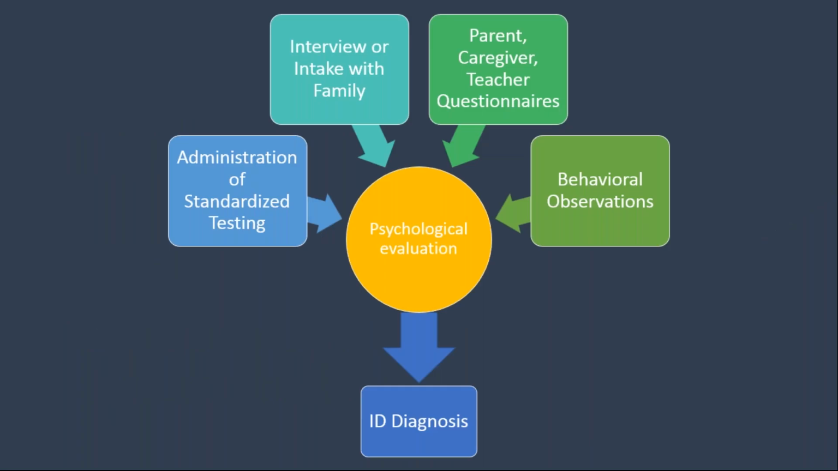So once we've completed all of the pieces of the psychological evaluation, what we tend to do is look across all of the information that we've gathered: the information from the standardized testing, the interview with the family, with the individual, what we've observed, questionnaires we have completed. We take all of that into consideration to determine whether or not that diagnosis of intellectual disability makes sense.